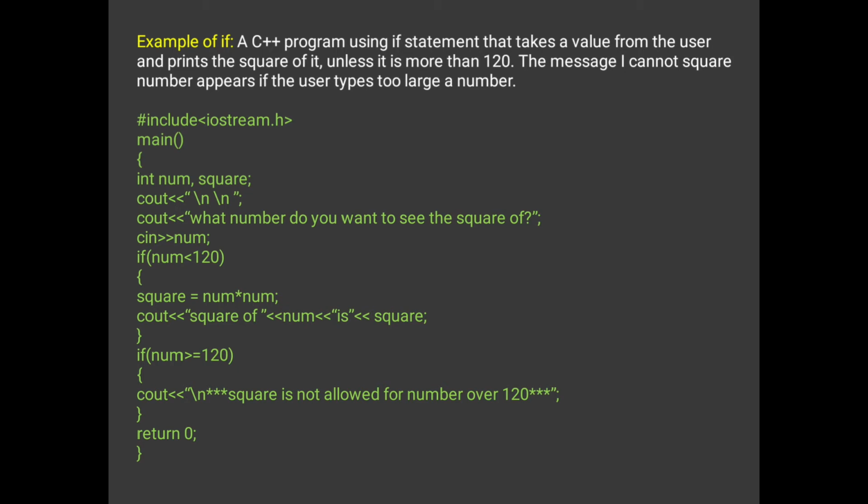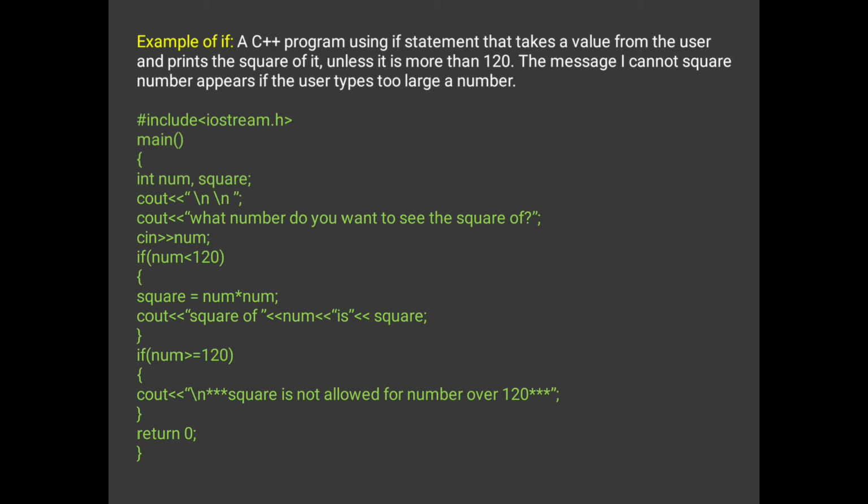From the first sentence you can understand that you have to use the if construct, and then you have to take a value from the user. A value from the user means the user will enter it from the keyboard. For that purpose, the variable num is declared, and print the square of it. Since you have to find the square of that number, the formula is square is equal to num into num, right? So for that purpose we declare another variable called square.